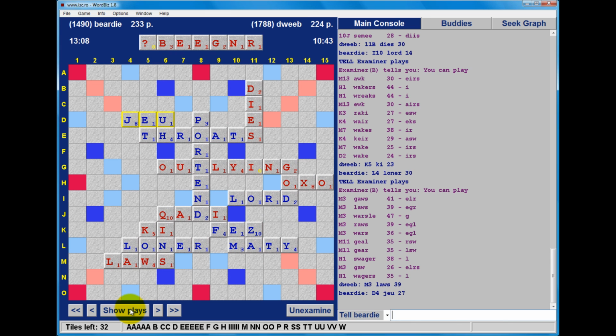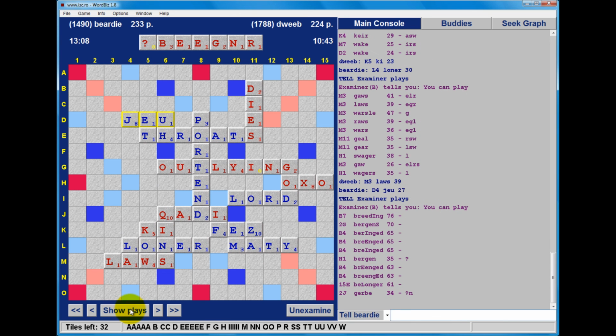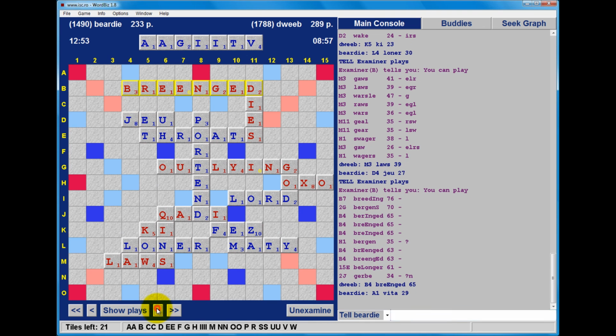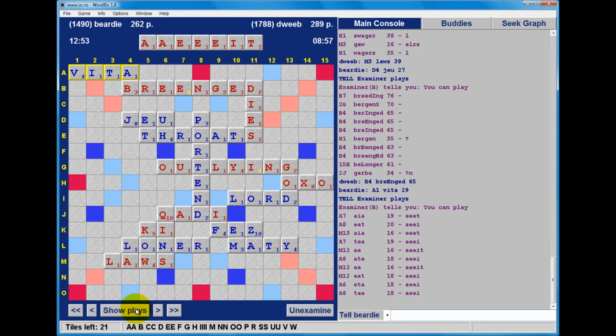Right, Breenged was the only bingo I saw. What else was there? Oh, loads. Breeding. Gosh, that was the obvious one to hit the triple, the double letter square. Bergen's was good. And then a whole bunch of varied spellings of Breenged and also Beringed. Okay, well, breeding was the big miss on that rack.